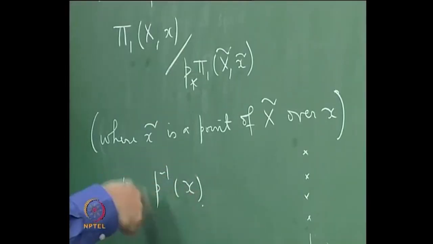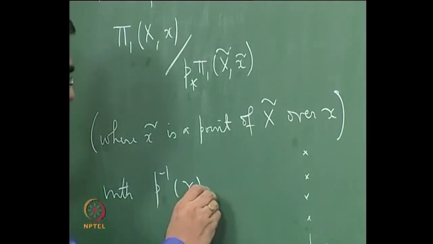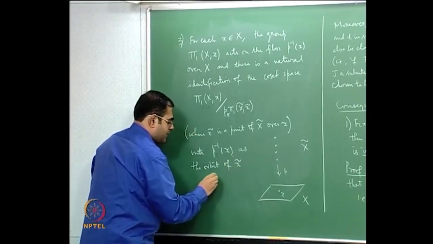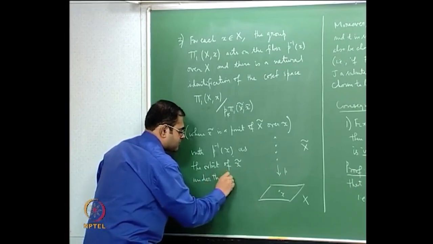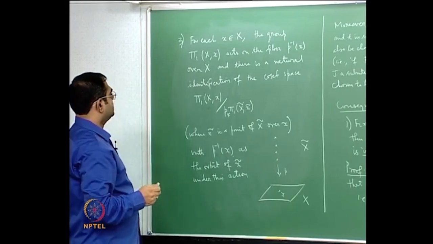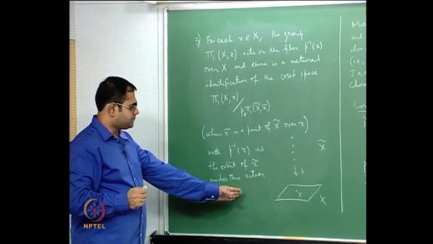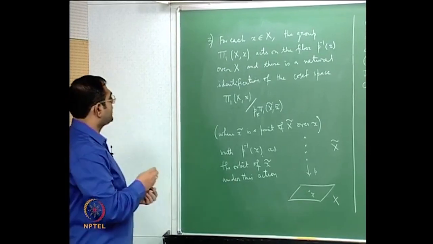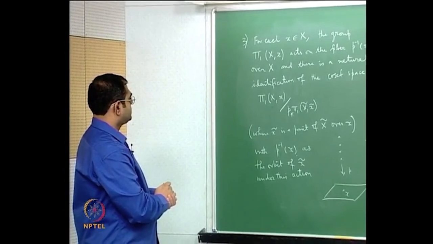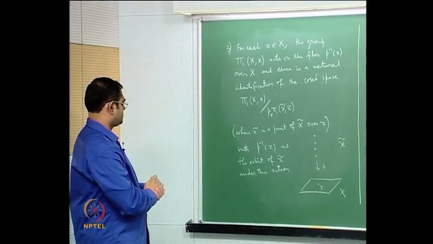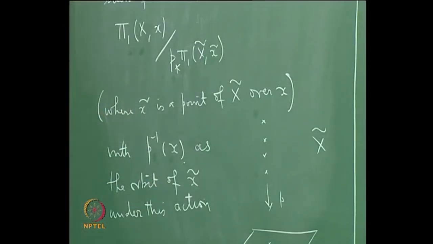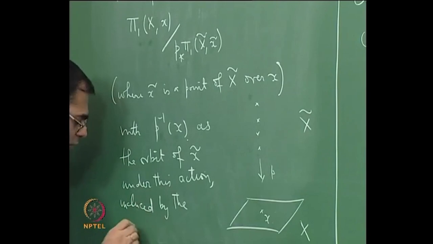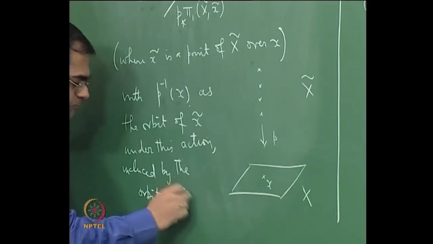Okay. So we are going to think of P inverse x as the orbit of x tilde under this action, under this action induced by the so-called orbit map. Okay.